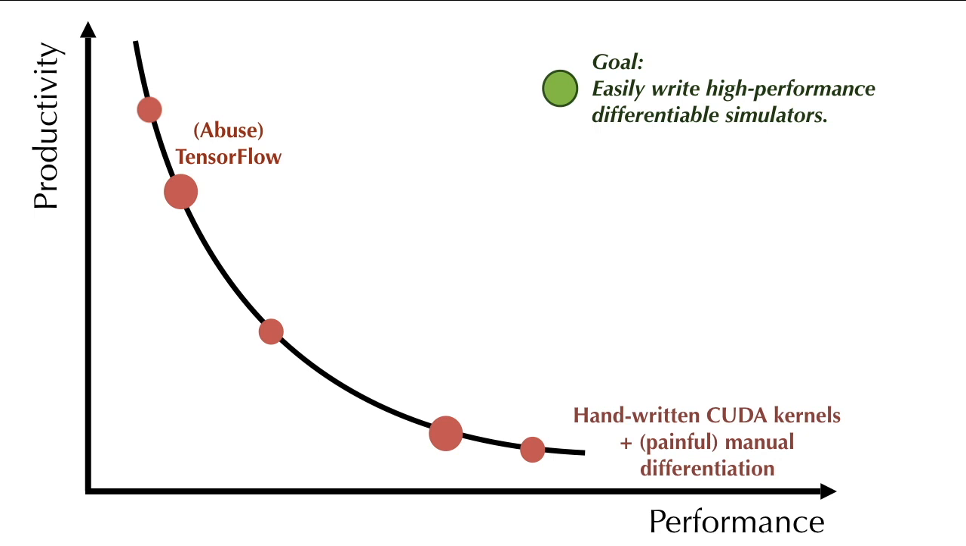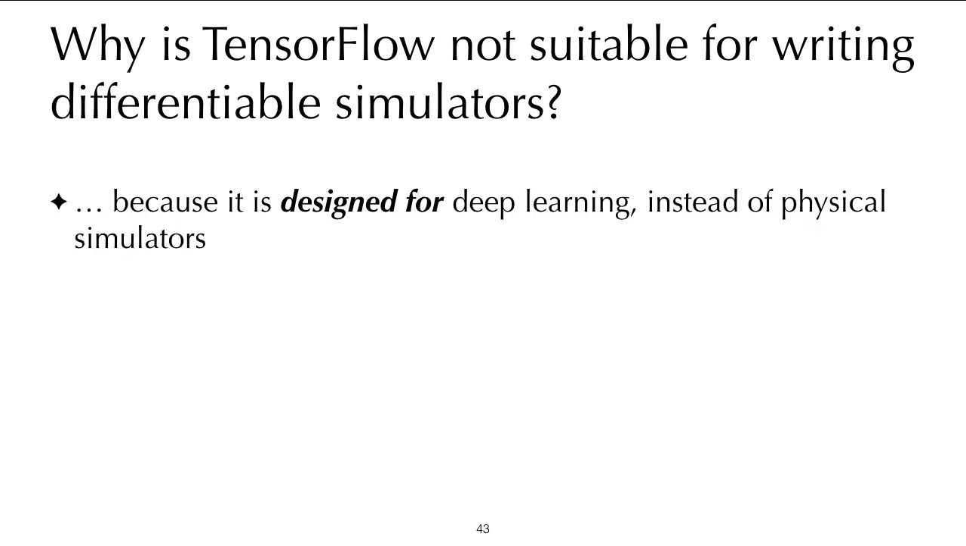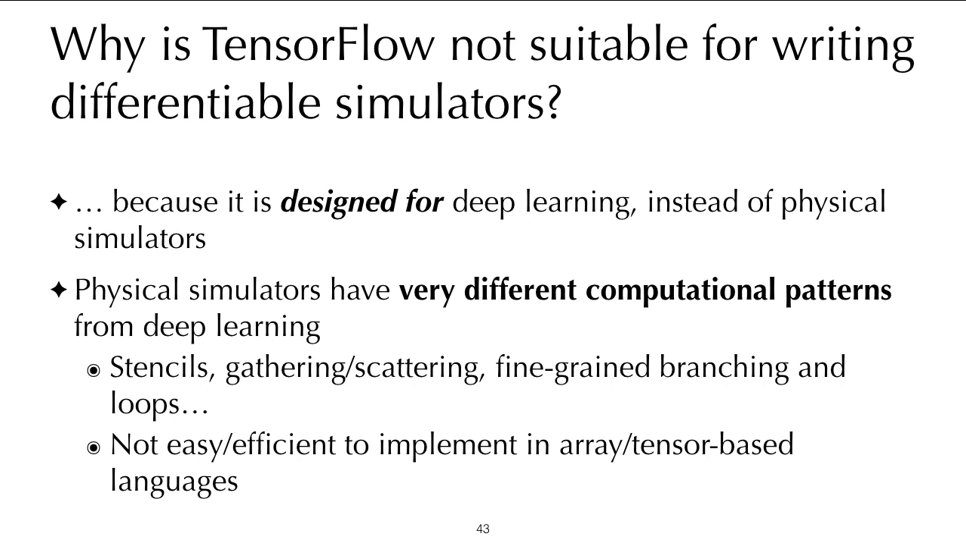Well, in order to solve this question, let's first discuss why TensorFlow is not suitable for writing differentiable simulators. The answer is easy because it's not designed for physical simulators. Instead, it's designed for deep learning, and deep learning and simulators have very different computational patterns. For example, physical simulators tend to use dense or gathering and scattering operations. They tend to have fine-grained branching and loops. Those constructs are pretty common in simulators, but they are not easy to implement efficiently in array or tensor-based languages such as NumPy or TensorFlow.